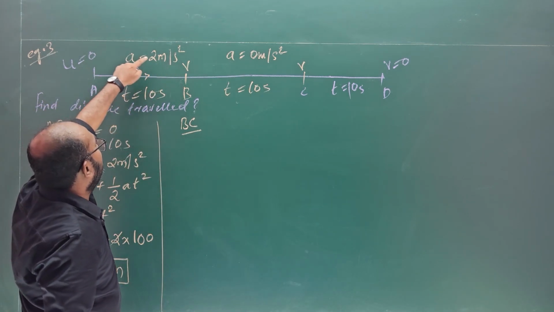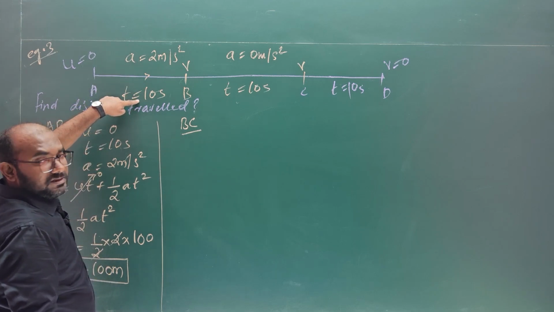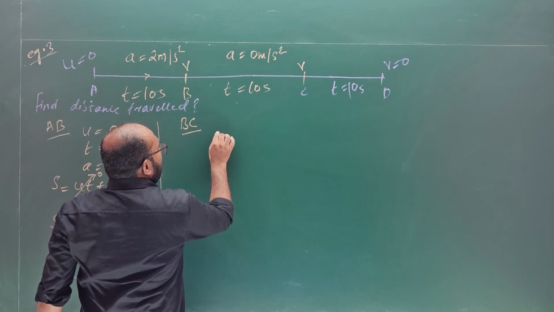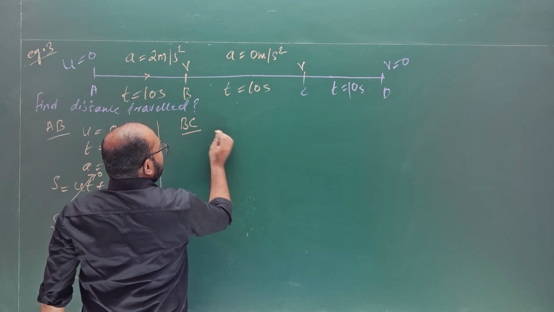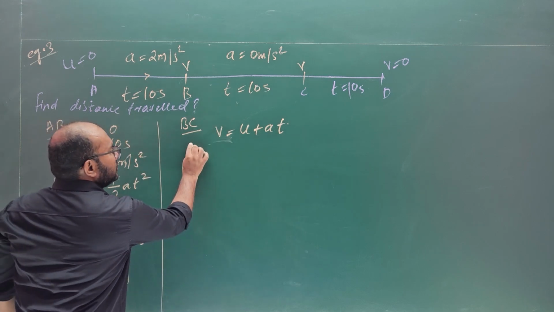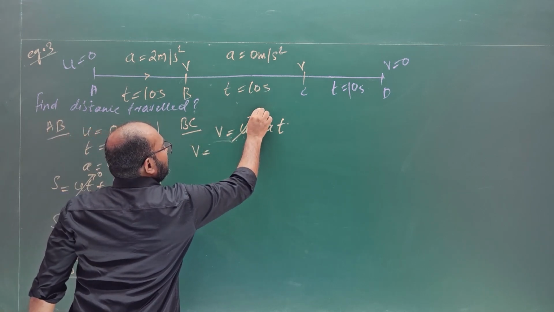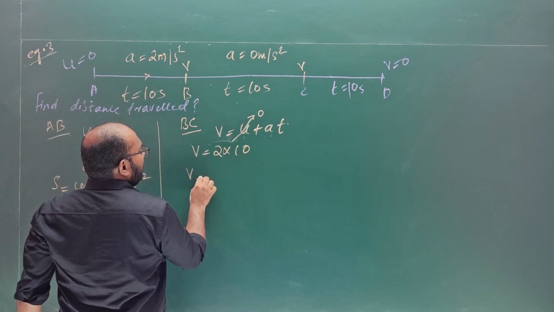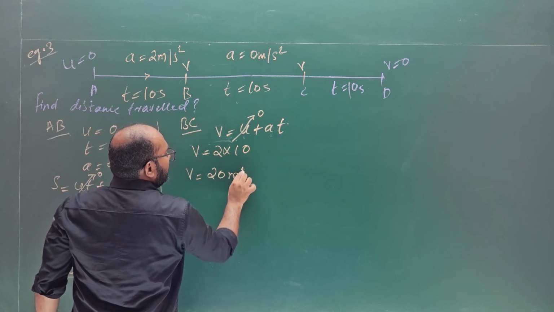Now, how to find that velocity? U, V, A and T. You have these quantities? Yes. So, can I say that V is equal to U plus AT directly. So, V is equal to U is 0, A we have 2, time period we have 10. So, velocity is equal to 20 meter per second.